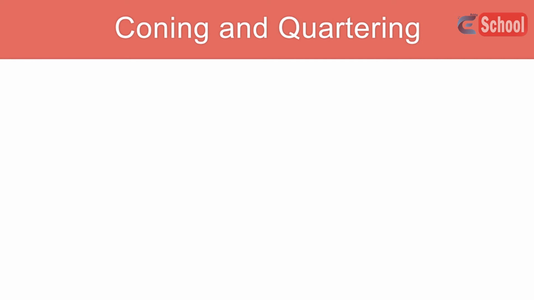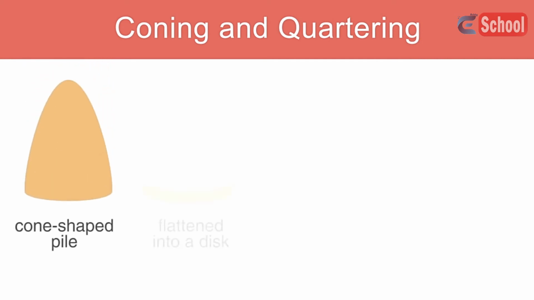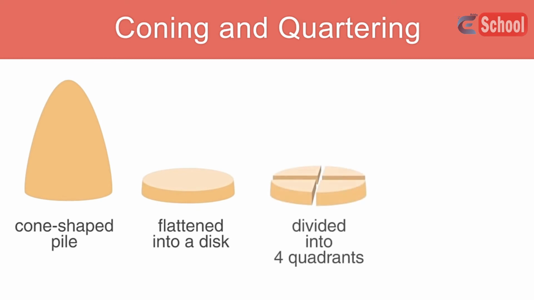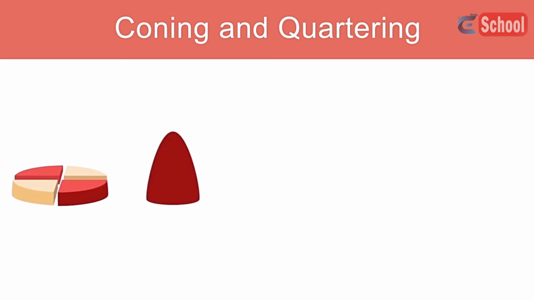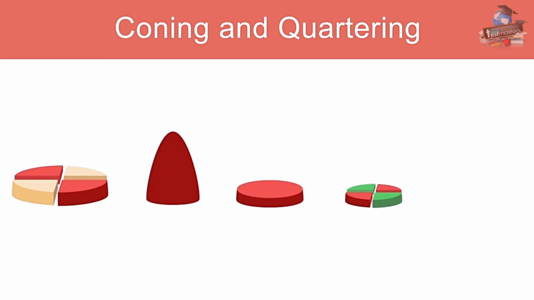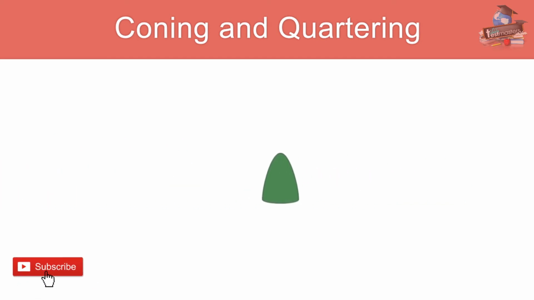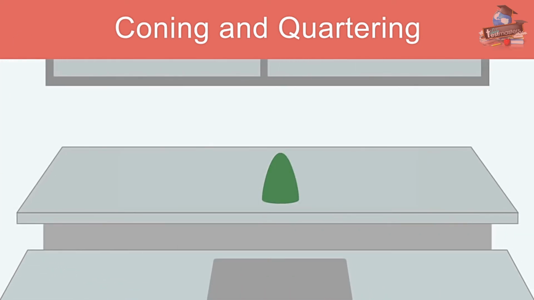The original sample is formed into a cone-shaped pile and then flattened into a disc. The disc is divided into 4 quadrants. 2 opposite quadrants are shovelled into a second pile, mixed together and then coned and quartered again. This sequence continues until the selected material has been reduced to a size small enough for a useful laboratory sample.